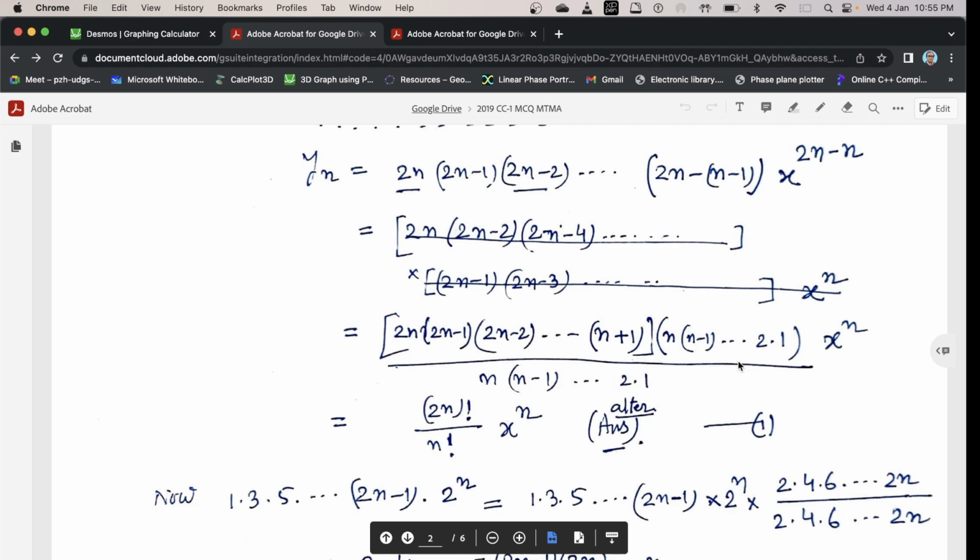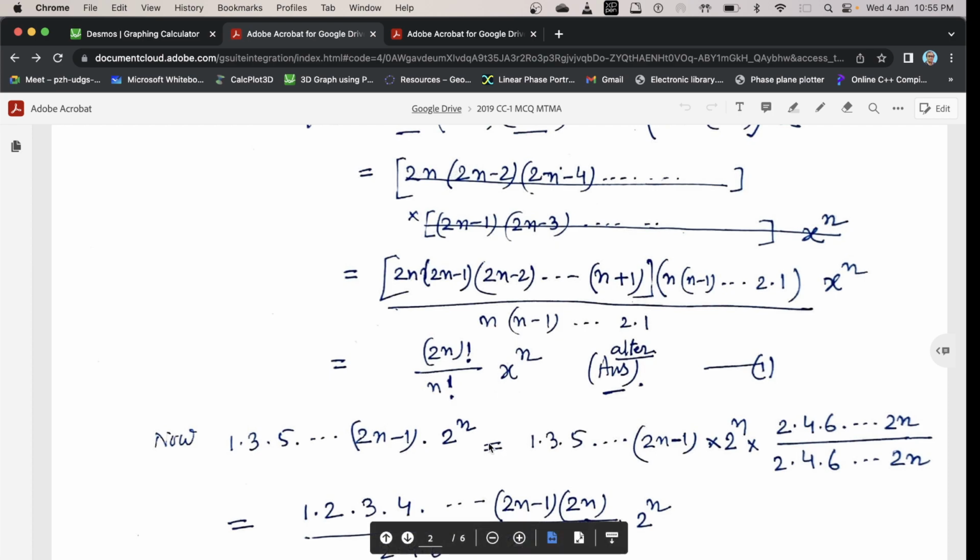Because from the numerator we get factorial 2n, and from the denominator we get factorial n, into x to the power n. So value of yn is given by factorial 2n by factorial n into x to the power n, which is equal to this.